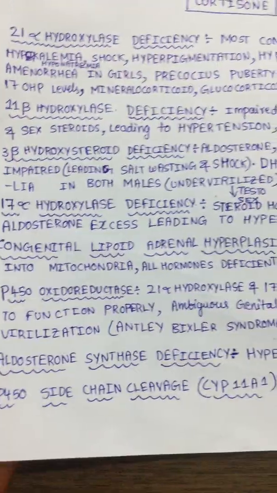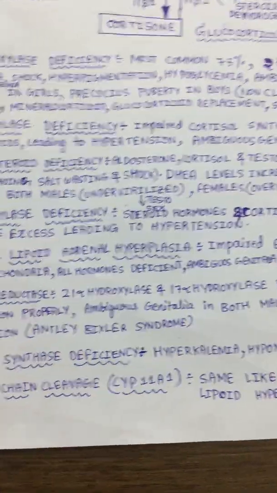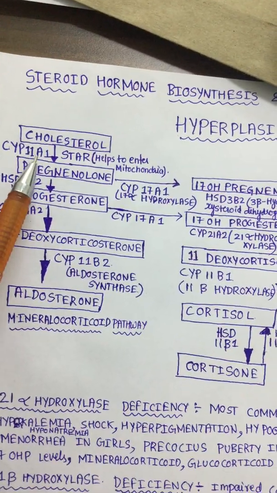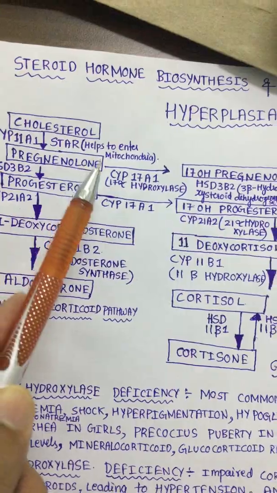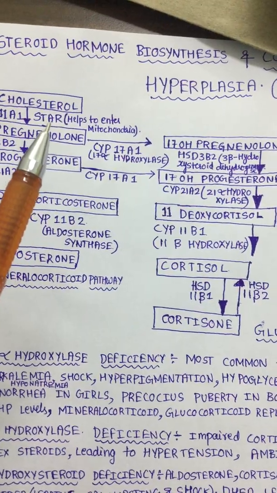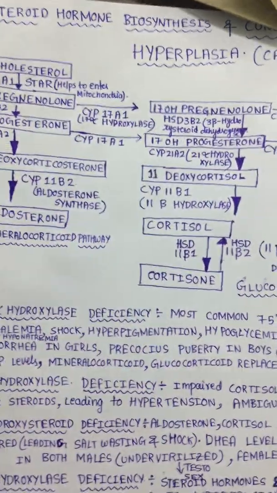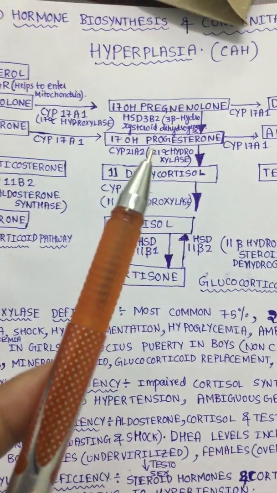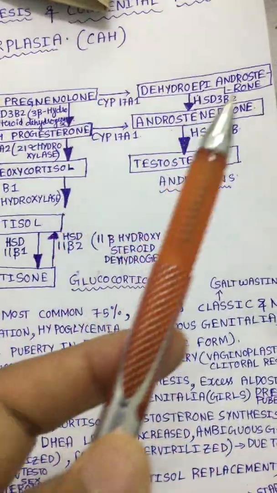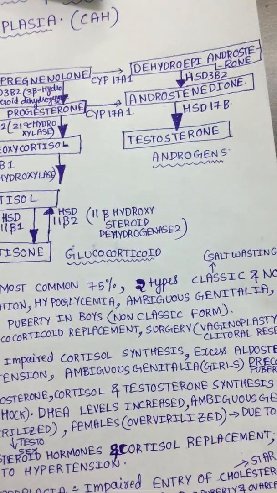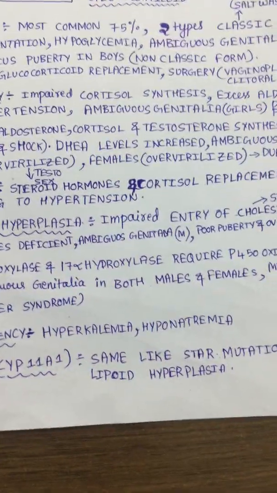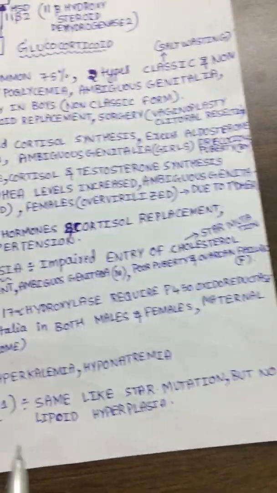Next is P450 side chain cleavage deficiency. As I already told you, P450 side chain cleavage deficiency is CYP11A1 deficiency. Same like STAR, there will be complete derangement of all these enzymes, so the clinical features will be same as STAR enzyme mutation. There will be salt wasting form of CAH, and cortisol and androgens will be deficient. So the males will have ambiguous genitalia, and females at the time of puberty will have poor puberty and ovarian failure. Same like STAR mutation but no lipoid hyperplasia.